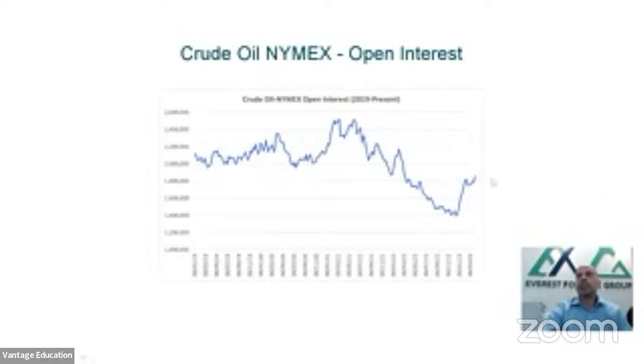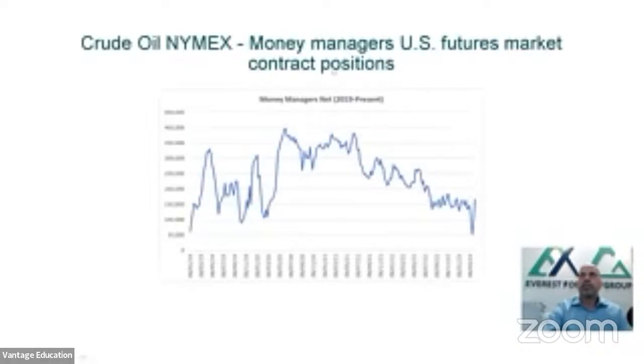Okay, so we can see open interest has picked up. So activity has increased in the futures market. Now, this chart is showing us the net position of money managers for the crude oil NYMEX contract. Okay, so who are money managers? Examples would be the big institutions, financial institutions, as well as hedge funds. So now, if hedge funds and financial institutions, they're picking up activity.